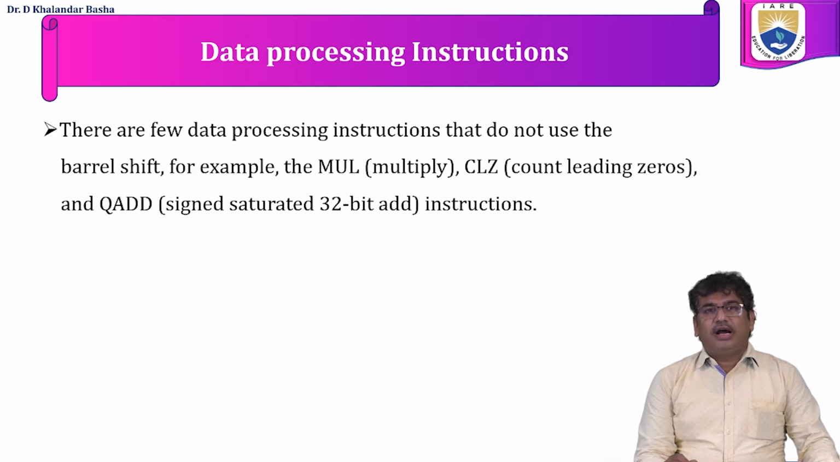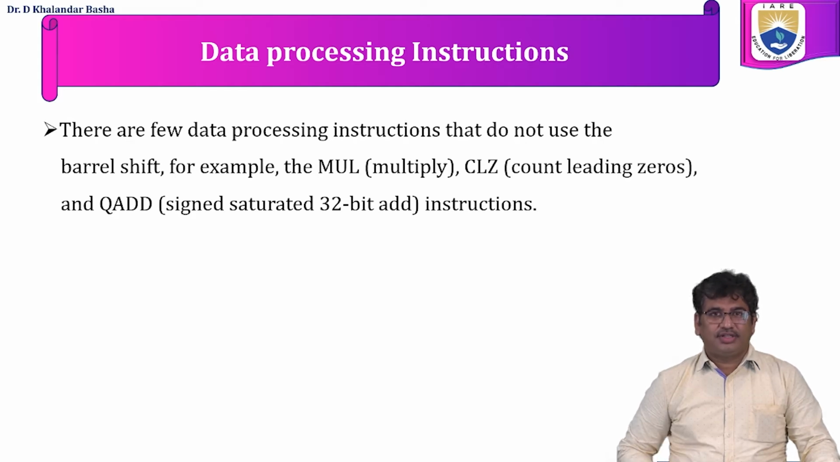There are a few data processing instructions that do not use the barrel shifter. For example, the MUL instruction for multiplication, CLZ (count leading zeros), and QADD, the signed saturated 32-bit add instruction.